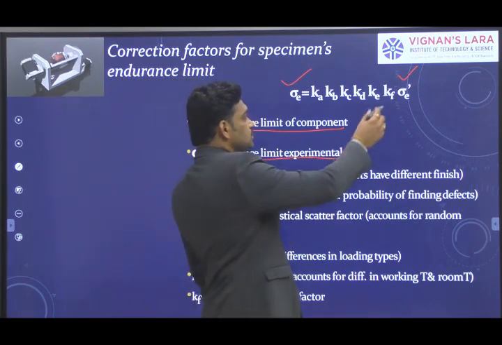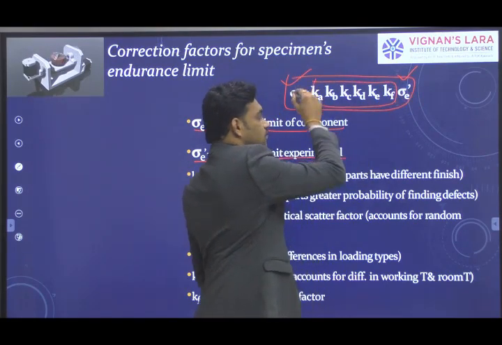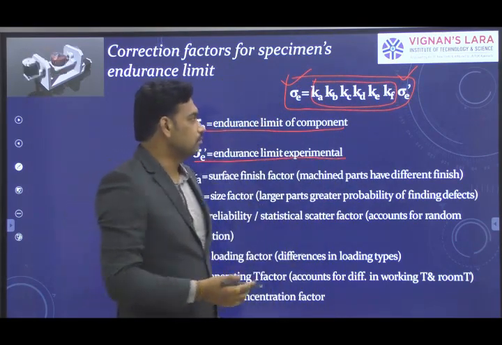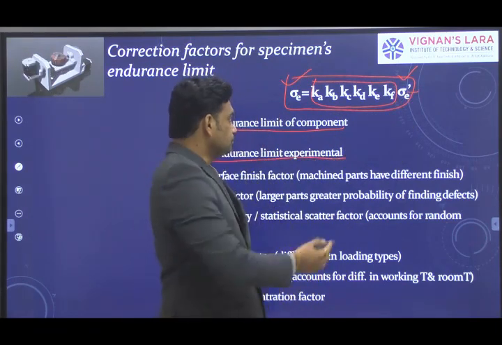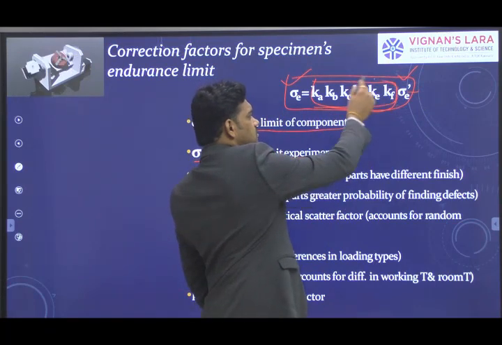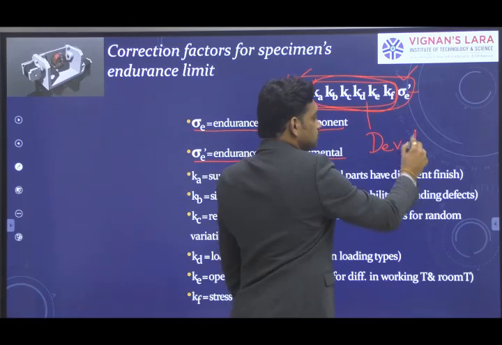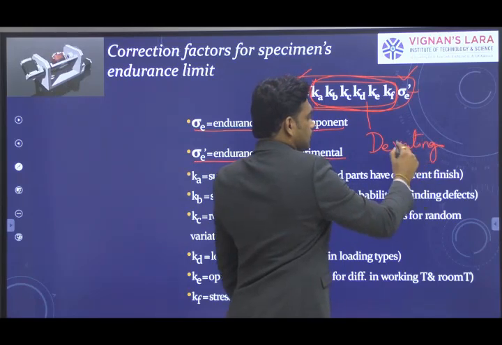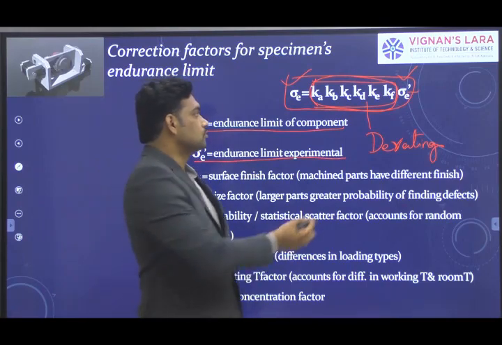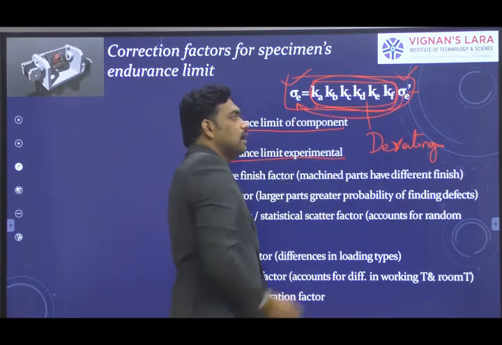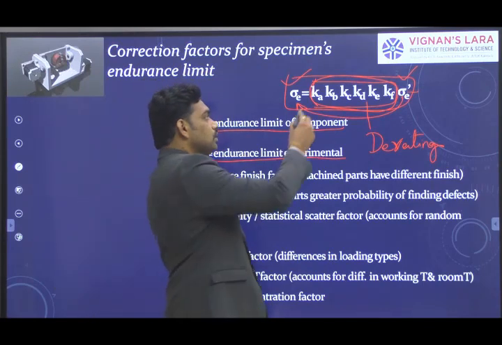Using this relation, the endurance strength of the actual component can be obtained from the endurance limit of the experimental specimen, multiplied by all these factors, which we call derating factors. We can reduce the endurance strength of the standard specimen to meet the requirements of the actual working component. So we can use the derating factors, which can be denoted by K.